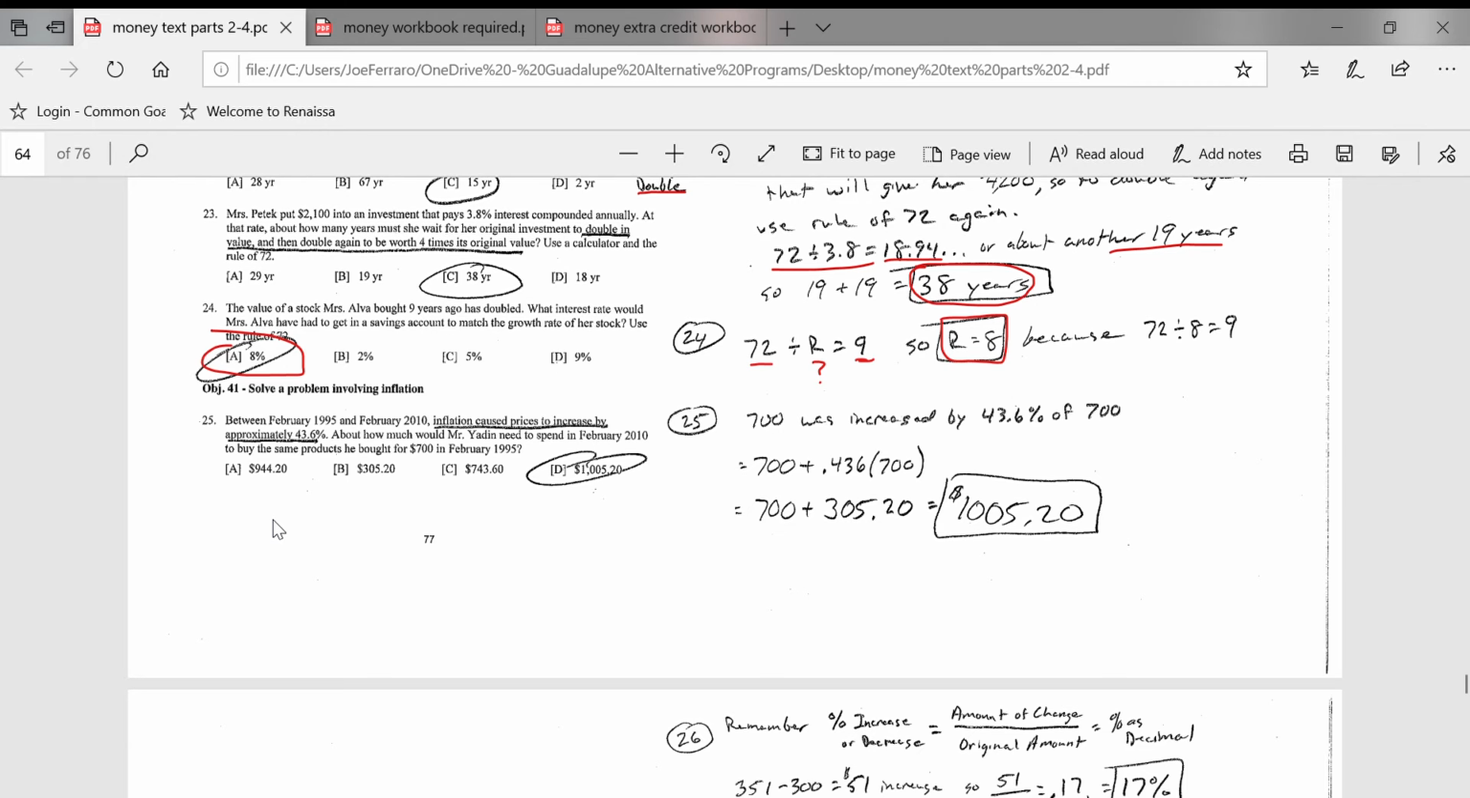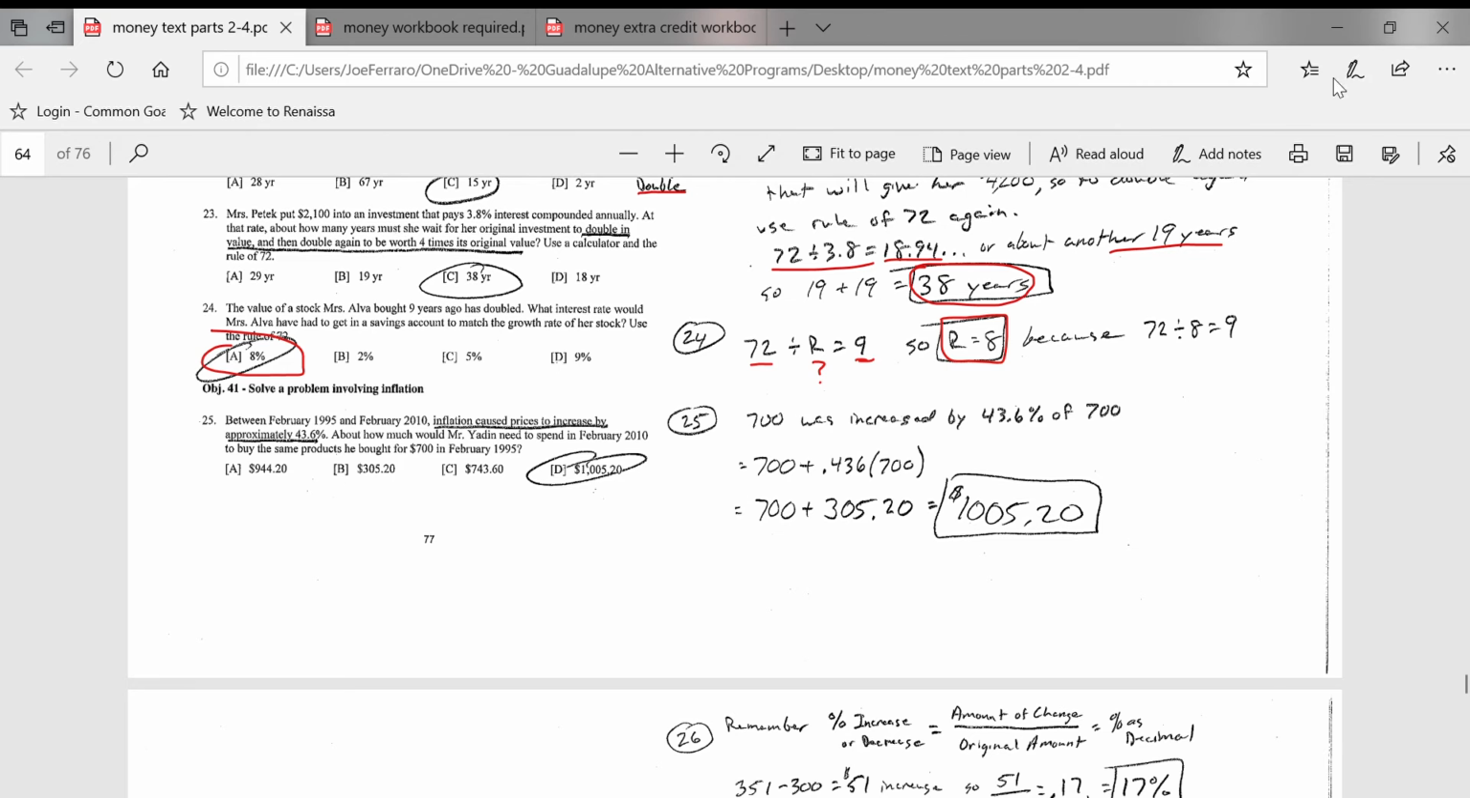So a lot of these are going to involve percent type problems. We're going to use some different ideas that we've already used in some of the other objectives to solve these type of problems. So let's take a look at the first one, number 25. It says between February 1995 and February 2010, inflation caused prices to increase by approximately 43.6%. So it says about how much would Mr. Yadin need to spend in February 2010 to buy the same products he bought for $700 in 1995. Okay, so in 1995, if you bought things for $700, we're now wondering what would that cost in 2010.